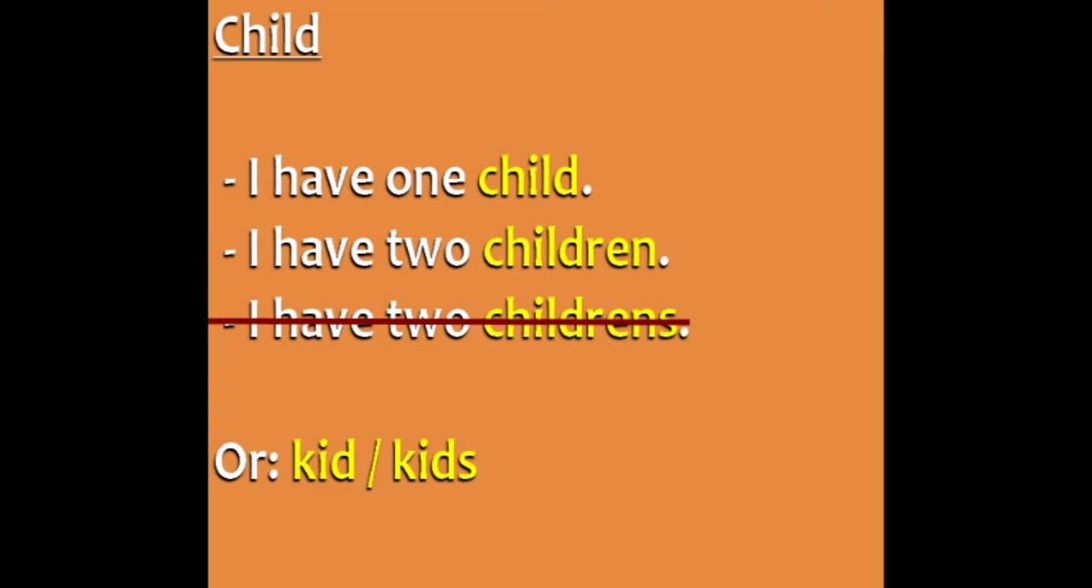Child. Be careful with the words child, singular, and children, plural. The word children is already plural, and there is no such word as children's. You can say, I have 1 child, or I have 2 children, but you can't say, I have 2 children's. Another word for children is kid or kids.